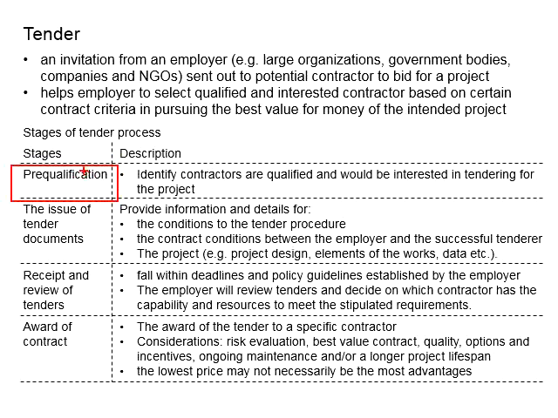At the pre-qualification stage, the employer will need to identify the contractors who are qualified and would be interested in tendering for the project. This might include certain surveys seeking potential contractors who have a relevant track record with good reputations and the ability or expertise to carry out the project, meeting the standards and requirements by the employer. Once the potential contractors are identified, the tender documents will be issued.